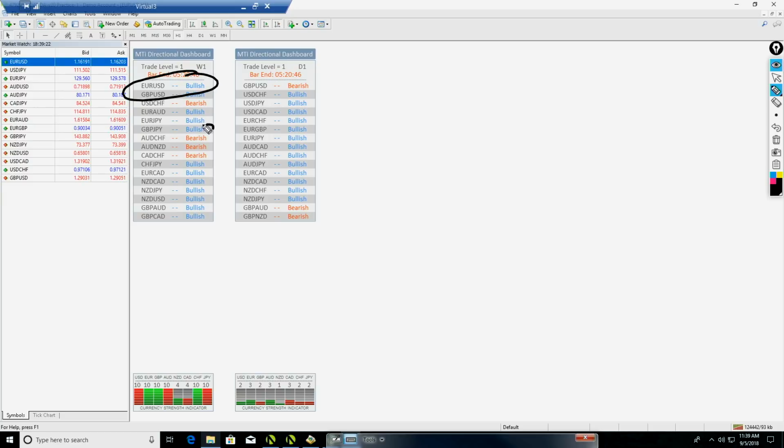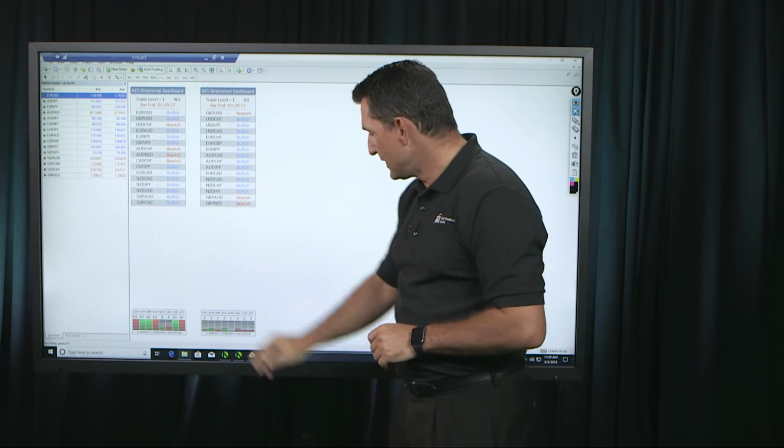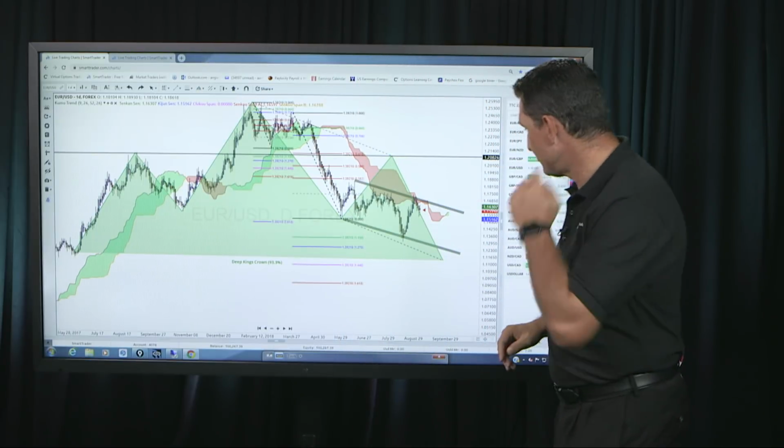Now, the Euro-US dollar weekly setup says that we have a bullish trend. That's a mid-term bullish trend. It doesn't mean that the short term is going to be bearish or bullish, it just means that the mid-term is going to be bullish. Now, very important right here. If we take a look at those details and say, okay, the Euro-US dollar is bullish, let's see how the chart is showing this.